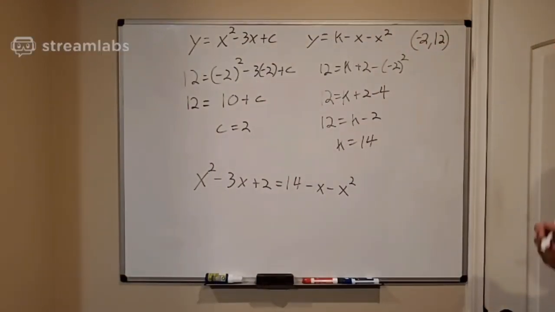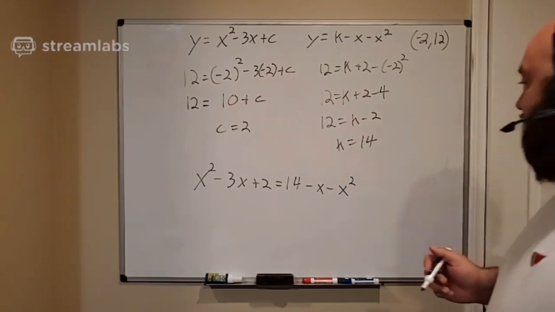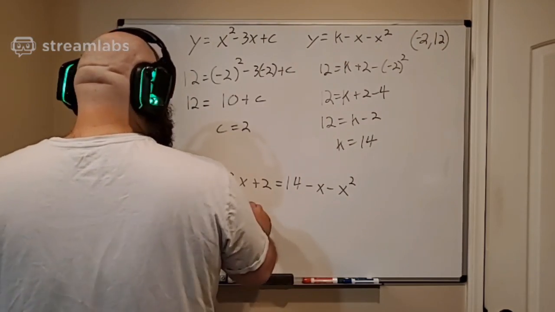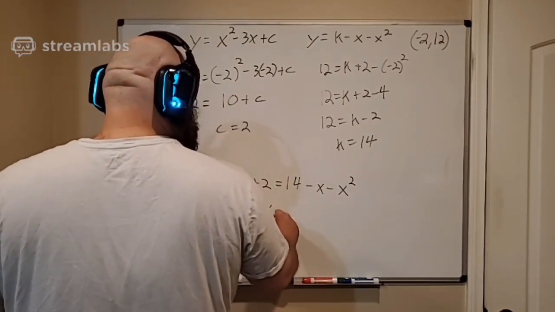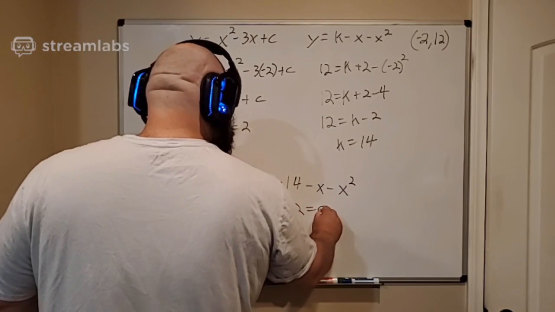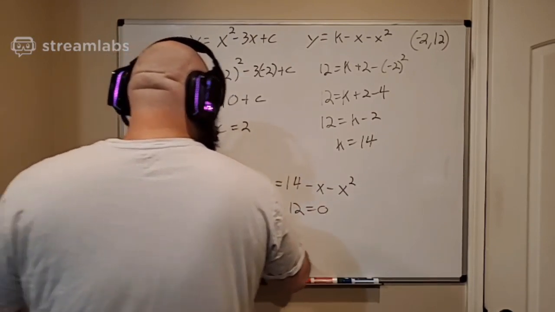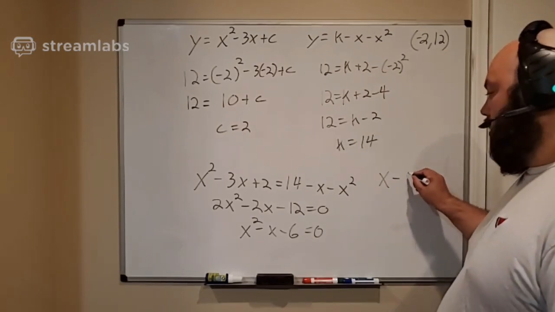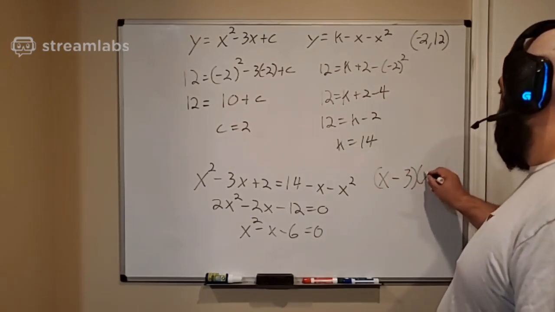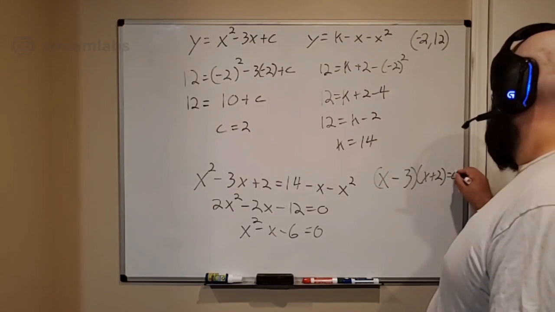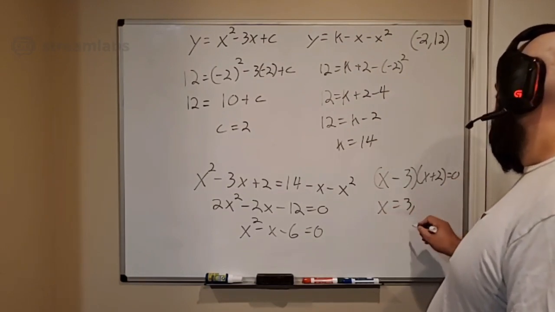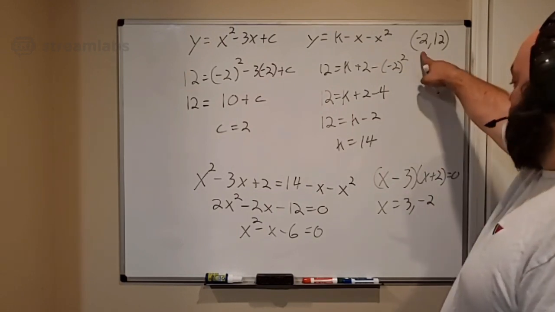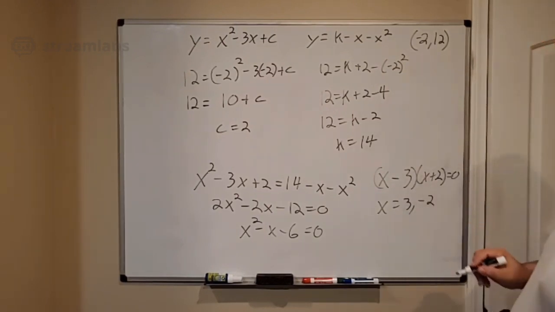Get everything to one side like we just did. So 2x squared minus 2x minus 12 equals 0. Divide everything by 2, equals 0, and you get x minus 3, x plus 2. So x equals 3 and -2. Well, we already got the -2 one, so that's a good sign. If we did not get -2, we did something wrong. So we've got that. We just need the other one.